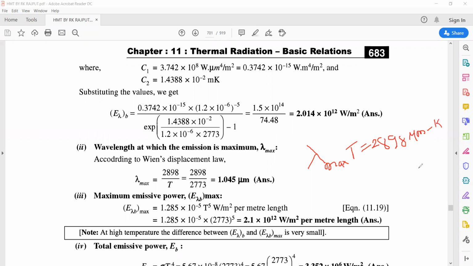Okay. So do the cross multiplication. Temperature is in kelvins. Kelvin will get cancelled. So you'll get the value as 1.045 micrometers. So this is the value for the maximum wavelength, or the wavelength at which emission is maximum. I hope this is clear. Okay. Now let's go to the next bit, which is very important.